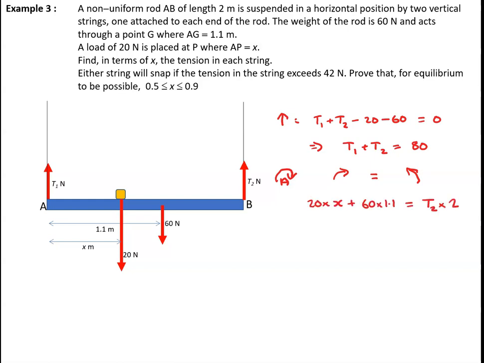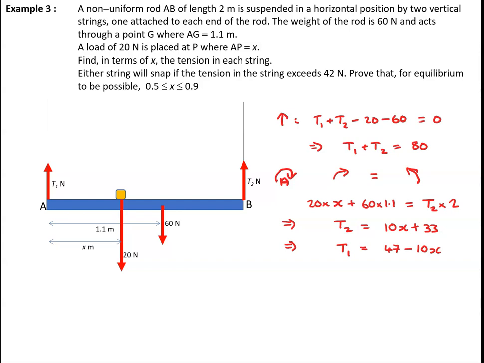So the equation we've got is 20 times x plus 60 times 1.1 must equal T2 times 2. In other words, we've got T2 is equal to 10x plus 33. T1 is 80 minus T2. And 80 minus T2 is going to give me 47 minus 10x.